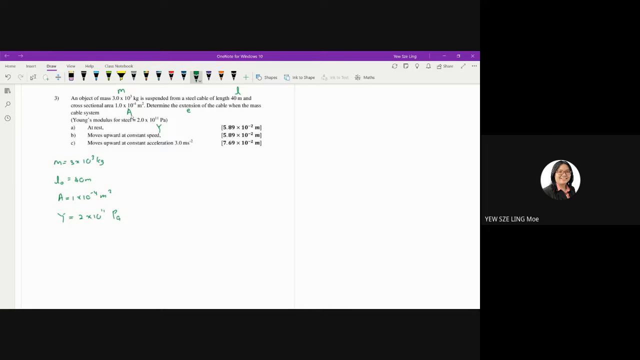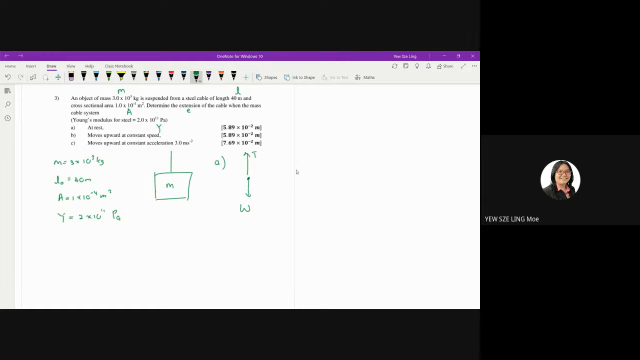So the object looks like this. You have an object with a steel cable, and this one comes with a mass. Question A. Now your object is at rest. So let's sketch a free body diagram for the object first. I have a weight going downwards because this object comes with a mass, and then I have a tension going upwards.